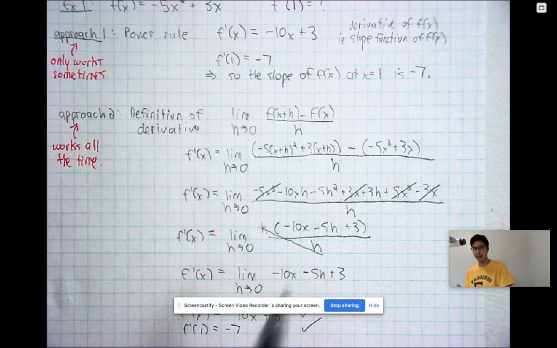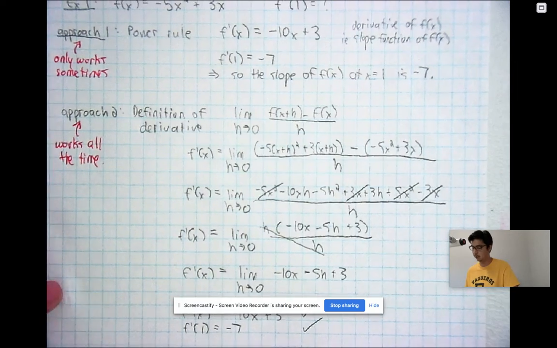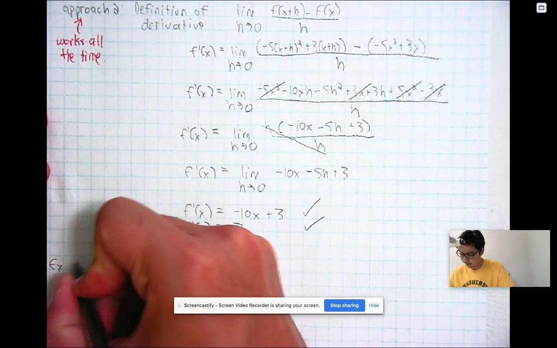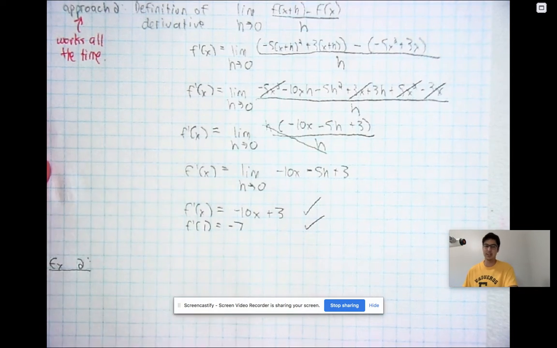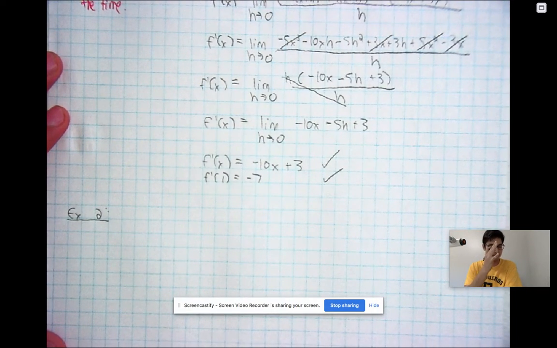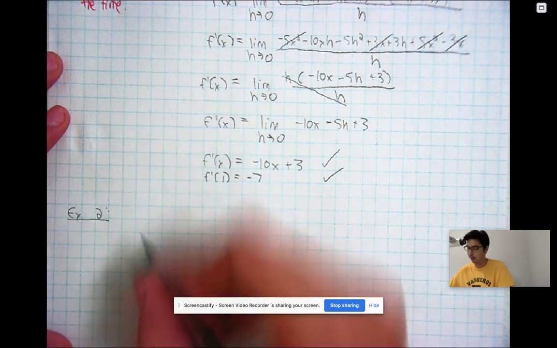Right. But if you can use the power rule, use the power rule. What a tool. It's awesome. All right, let's look at example 2. Now, example 2, I'm doing this because there are problems that you're going to see, and I'm not sure if you're going to be able to necessarily tackle this type of problem.